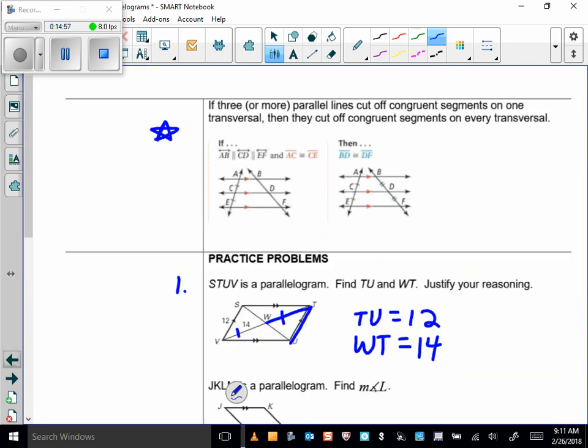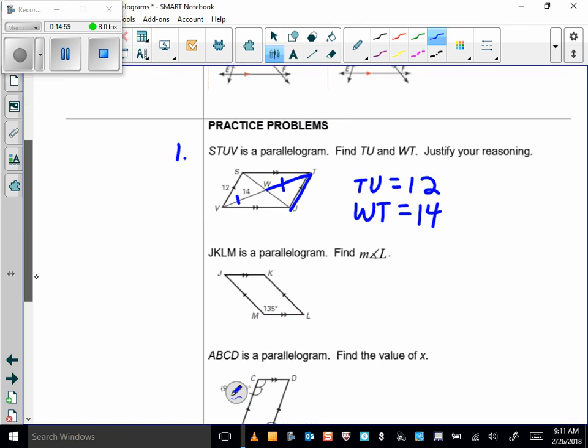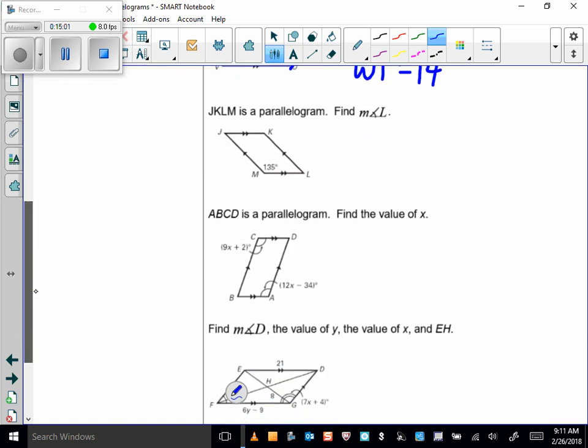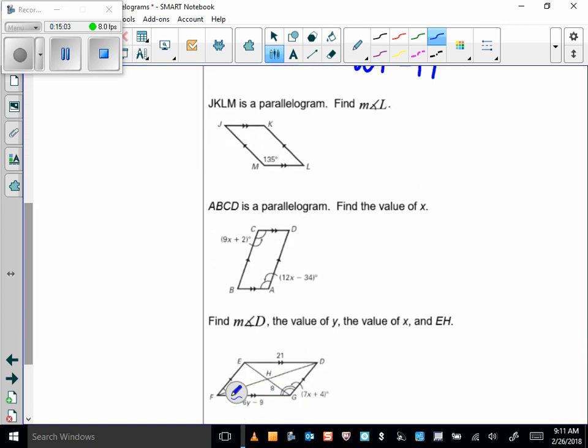There are a few more problems. Remember, back here on the previous page, I want you to work those. I'll put the answers up, and then you can come check them. And then also for tonight, you're going to need to watch the next lesson, which is proving quadrilaterals are parallelograms.